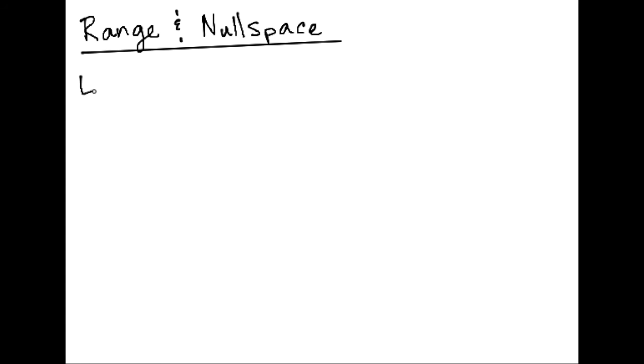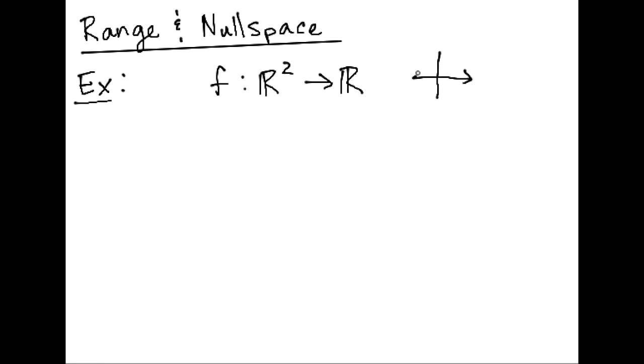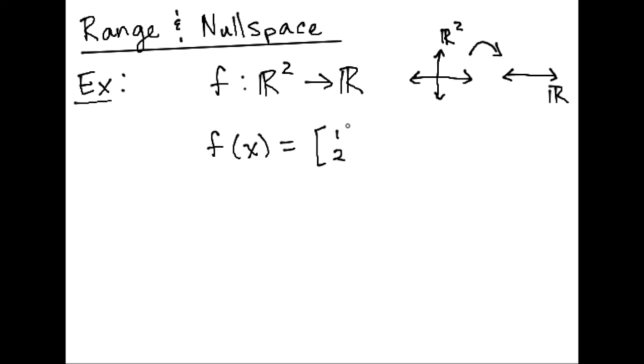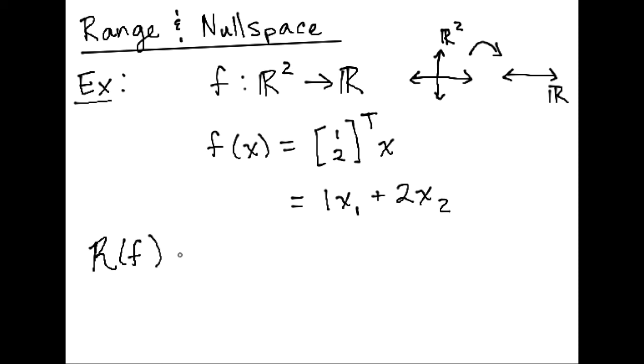Now let's do an example looking at both the range and the null space. In this case, we'll take f to be a mapping from R2 to R. So now we're looking at the plane, and f is going to map to the real line. And f is going to be defined such that f of x is equal to the vector 1, 2 transpose x. So expanded, that's 1 times x1 plus 2 times x2. So the question is, what is the range of f, and what is the null space of f? Take a second to pause the video and think about it.